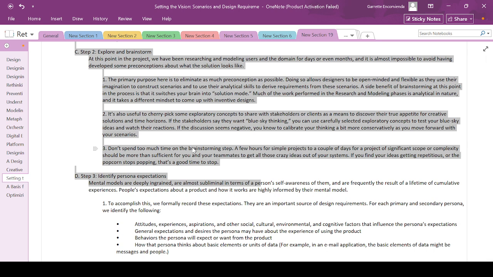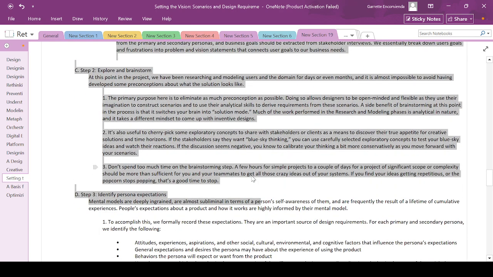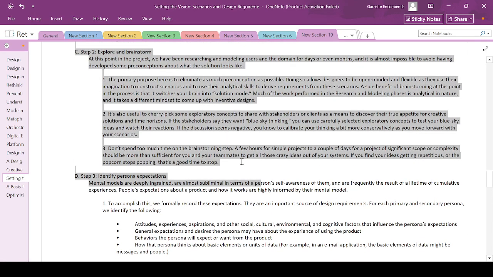At this point in the project, we have been researching and modeling users and domain for days or even months, and it is almost impossible to avoid having developed some preconceptions about what the solution looks like. It's like one of the principles of problem solving: if you really understand the problem, you solve like 90% of it. So it's almost impossible to avoid preconceptions about the solution, because you've clearly seen the problem. It should be obvious to you now.